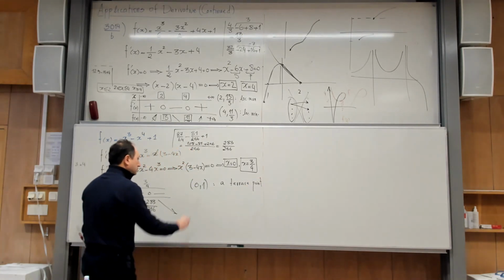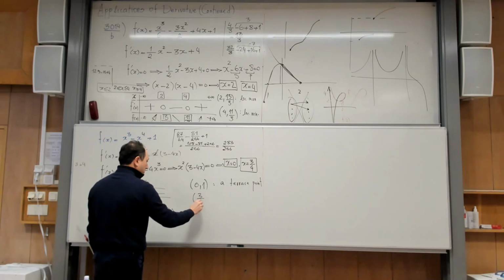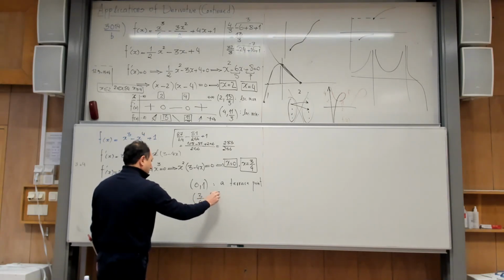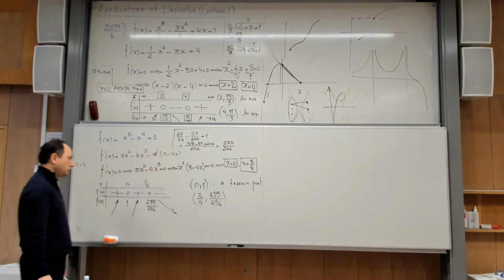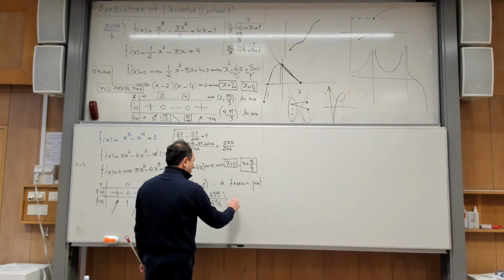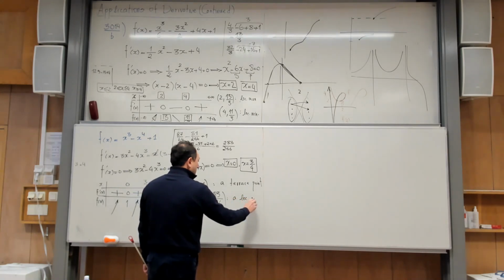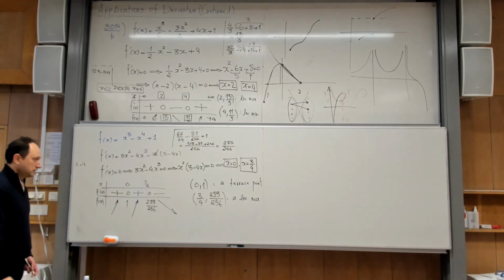And then the other point is this very strange point, 3/4 and 283 over 256. What type of point is it? Max. And please write local max. So far we haven't talked about global max, but we will soon see about that.